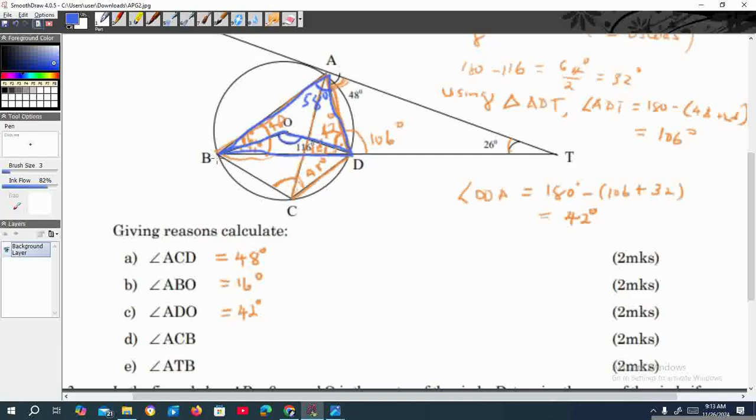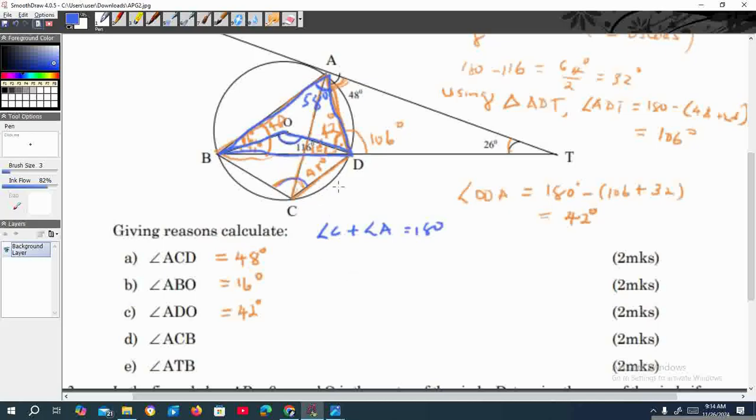So looking at the figure, ABCD is a cyclic quadrilateral. A cyclic quadrilateral is a quadrilateral that has all its vertices touching the circumference of the circle, and that is the case for the quadrilateral ABCD. And opposite angles of a cyclic quadrilateral must add up to 180. So if we get angle C plus angle A, this has to give us 180 degrees.